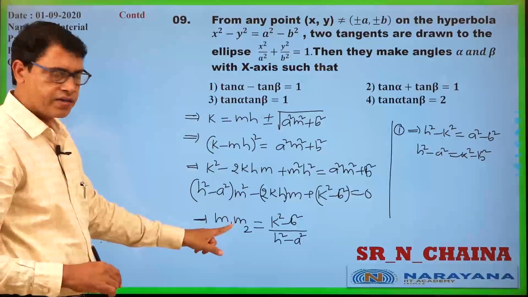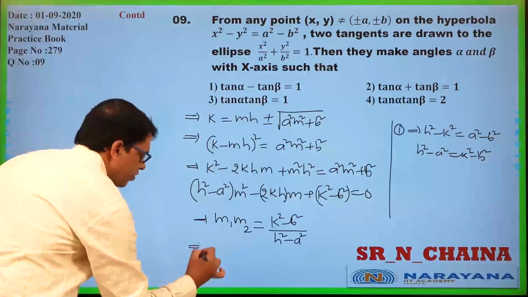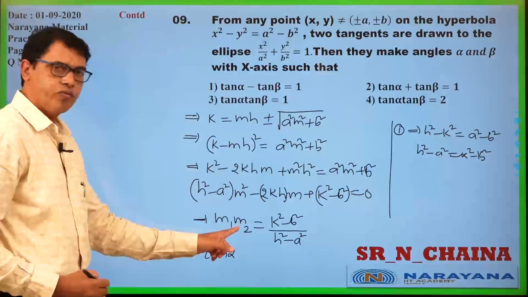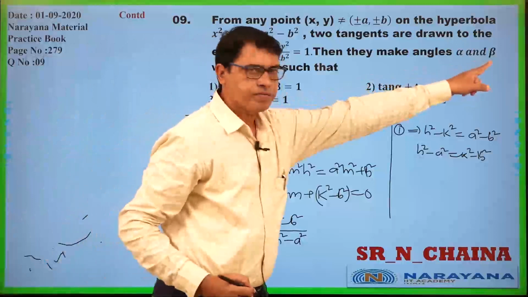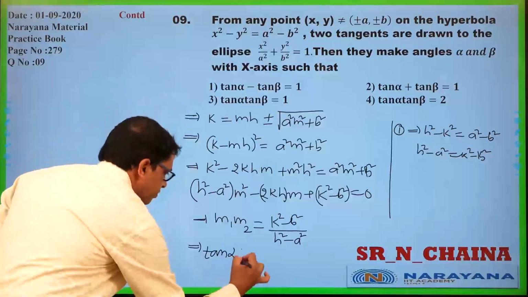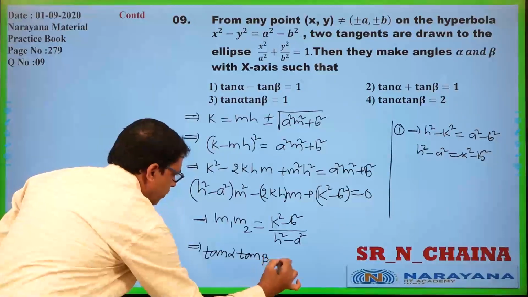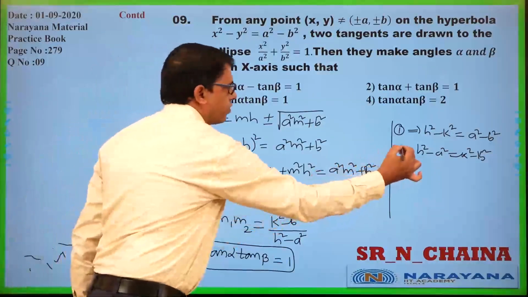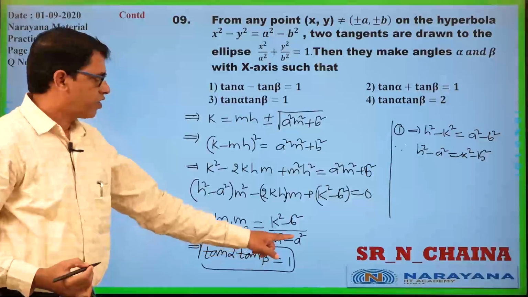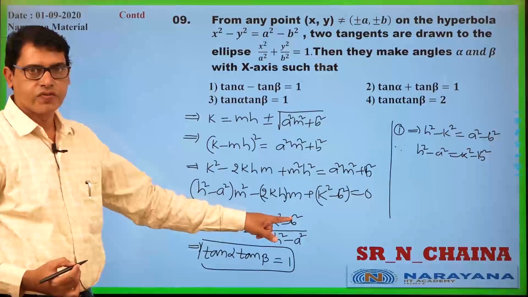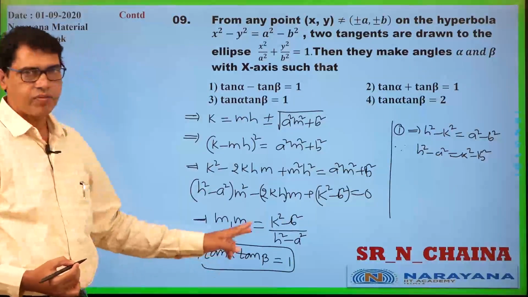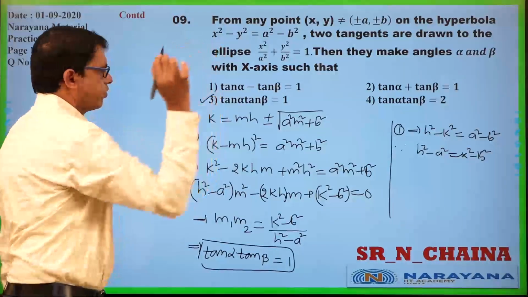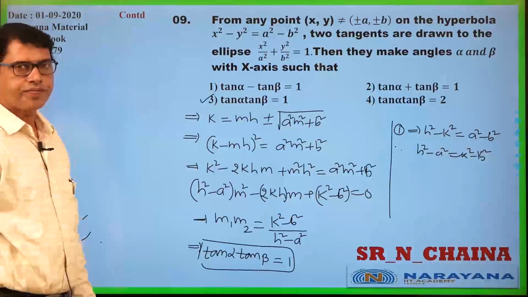Therefore the slopes of tangents: m1 means tan alpha. M2 means, another angle is beta, tan beta. For this reason, h square minus a square equals k square minus b square. Therefore tan alpha into tan beta equals 1. Option 3.